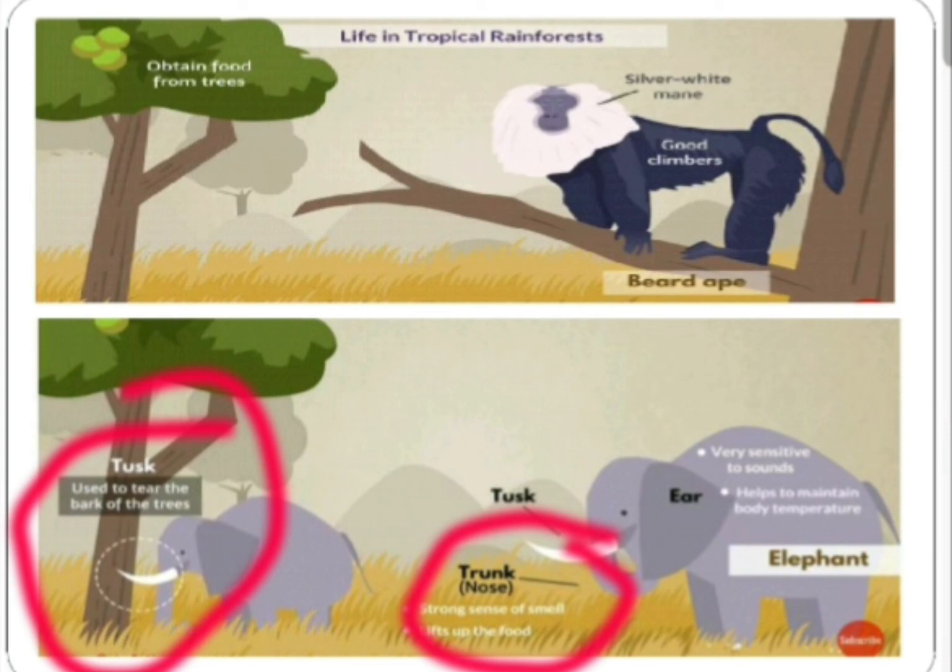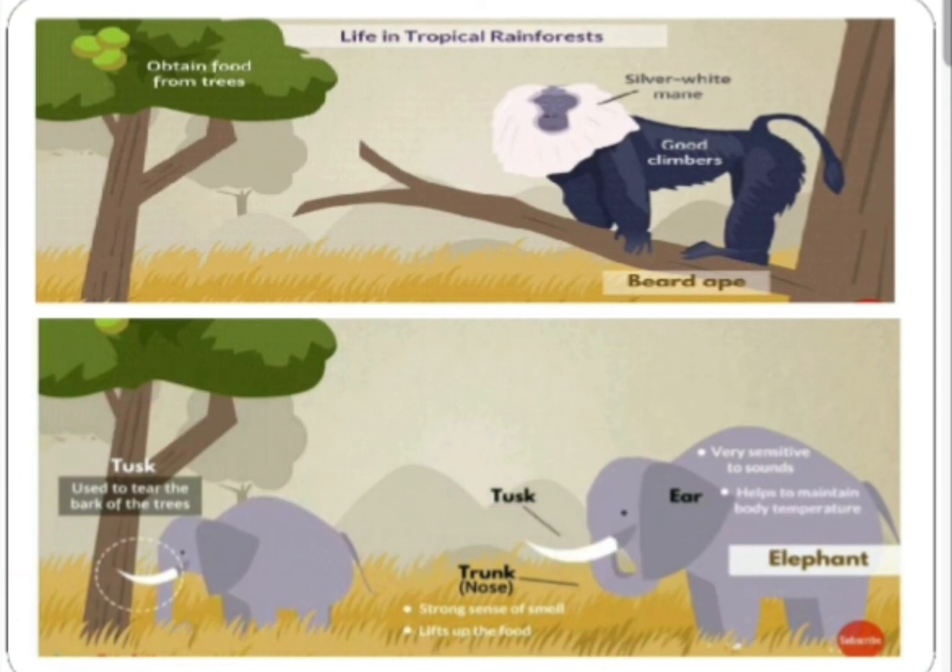Large ears of the elephant help it to hear even very soft sounds. They also help the elephant to keep cool in the hot and humid climate of the rainforest. Okay. Now chapter 7 is over.